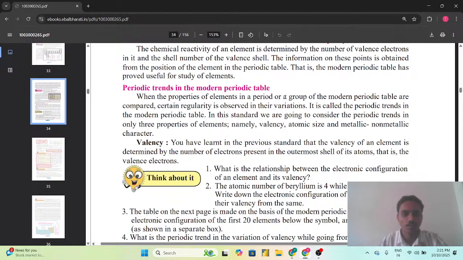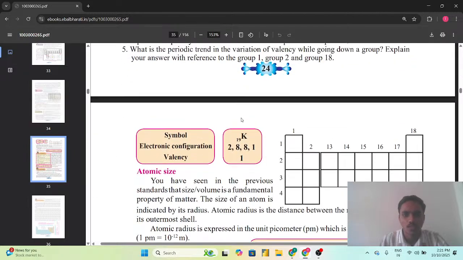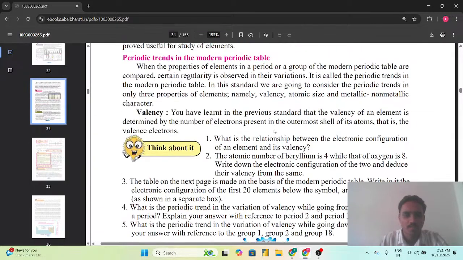So we are looking at the periodic trends in the modern periodic table. We have studied about the valency. Now we are going to see how the valency varies in the periodic table, in the modern periodic table.